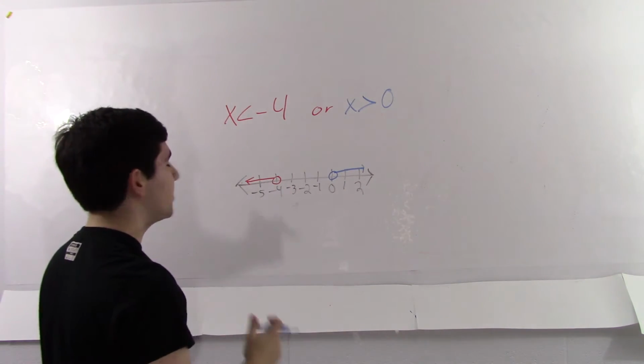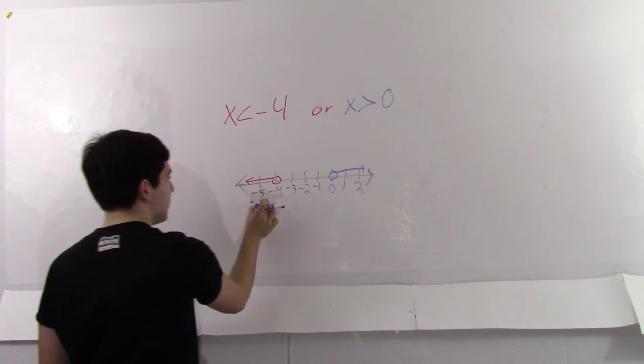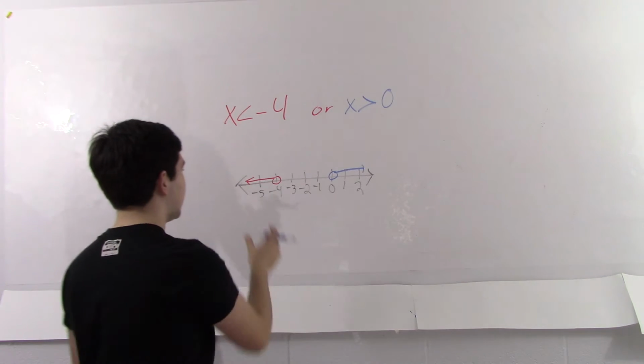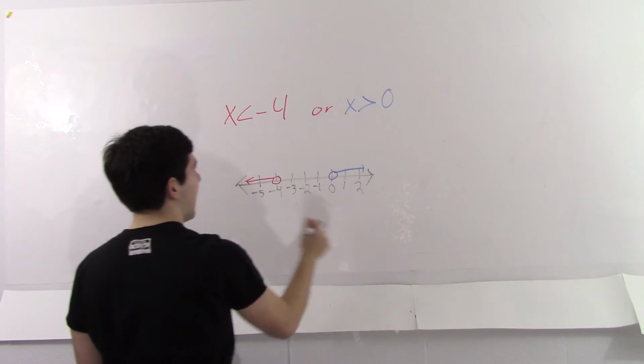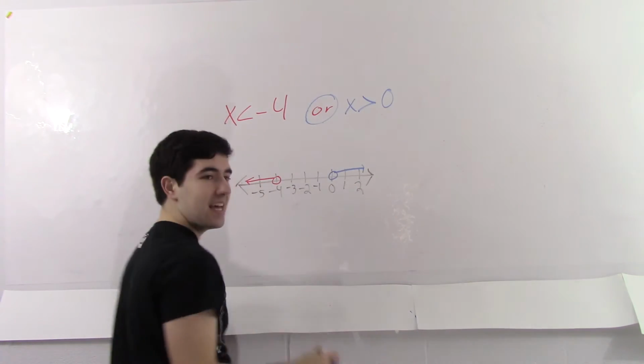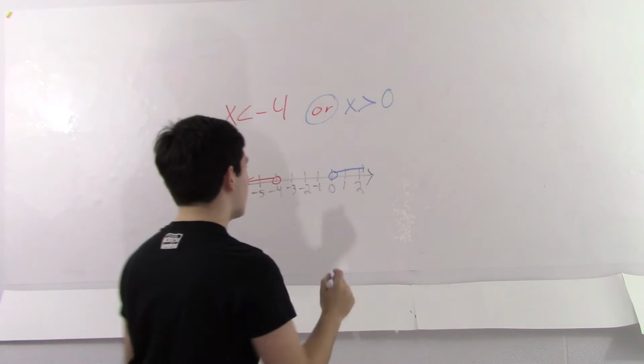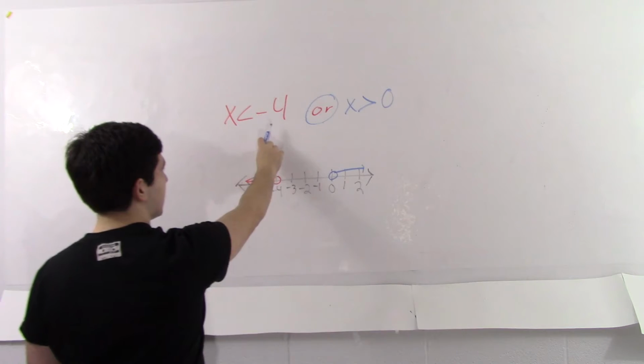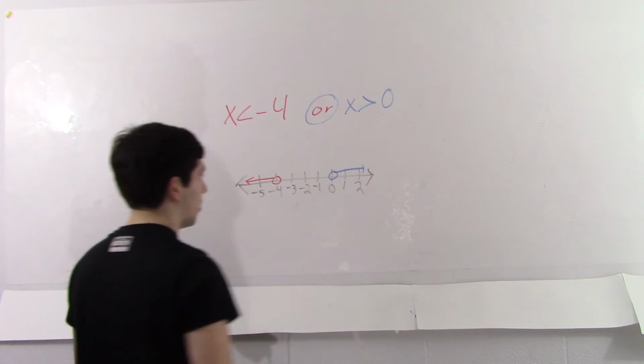So, what is clear right away? We have no overlapping conditions. Each one is doing its own thing. However, because we have an OR statement, this is okay. So the way we would write this is literally just like that. X is less than -4 or x is greater than 0.